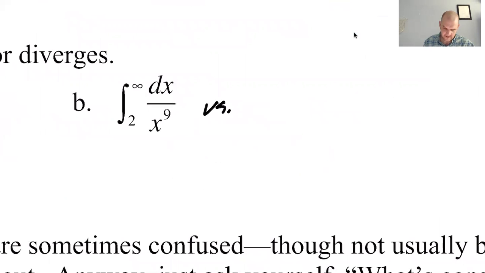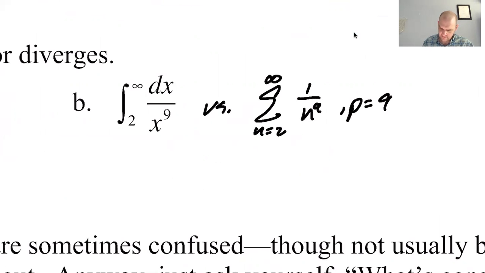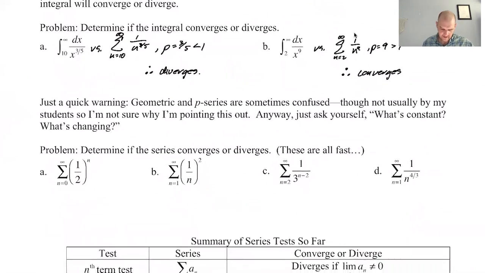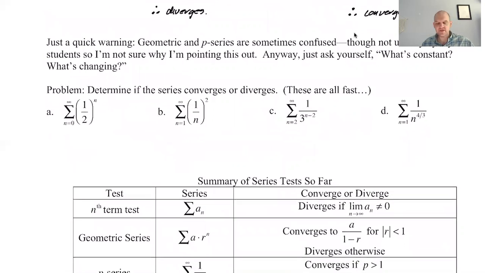So like here, we could compare this to the sum from 2 to infinity of 1 over n to the 9th, where p is definitely 9, which is greater than 1, therefore converges. So you can just kind of use it backwards, which I think is a new superpower that you did not have before.